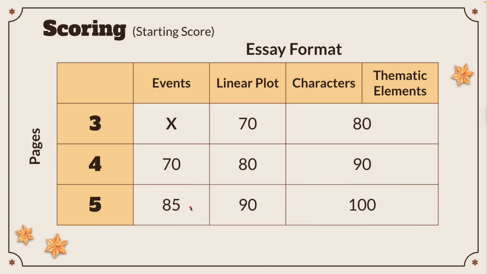If you do great with it, it can go up. If you do poorly, it can go down. Linear plot starts at a 90, and the characters and thematic elements essay start at a 100.